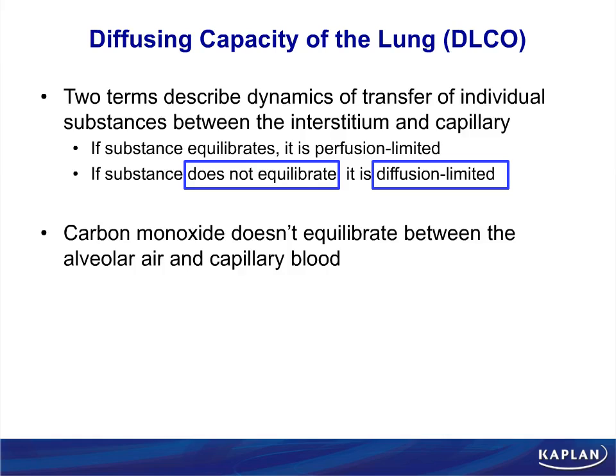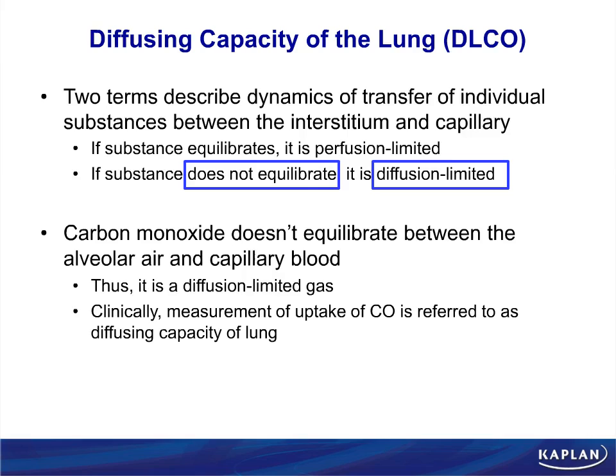And that's where carbon monoxide comes in, and that's why I bring that up. Carbon monoxide doesn't equilibrate. All right, it moves across the capillary or the thickness of the barrier very, very well, but it still doesn't equilibrate. Because it doesn't equilibrate, it is a diffusion limited gas. And we take advantage of this clinically because if we measure carbon monoxide uptake, it gives us an idea of the overall diffusing capacity of the lung. And we'll look at that on the next slide.